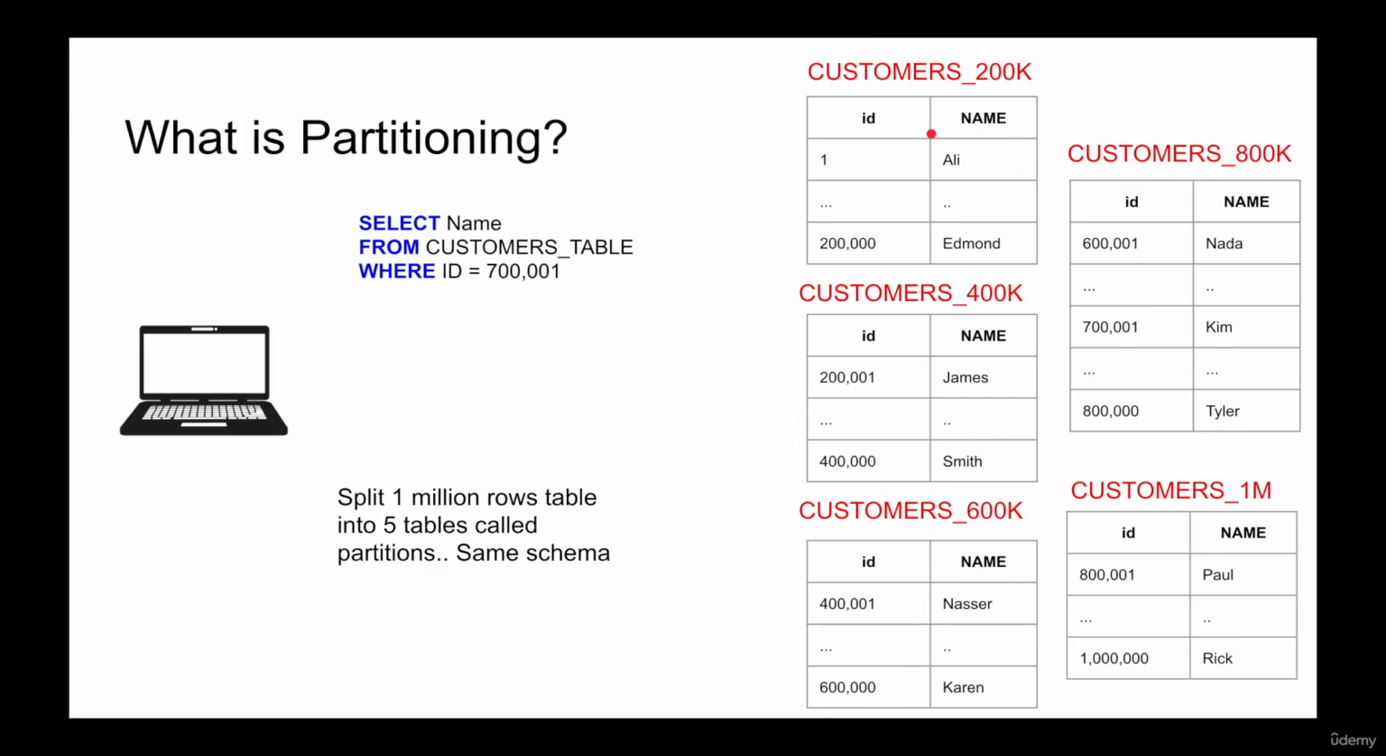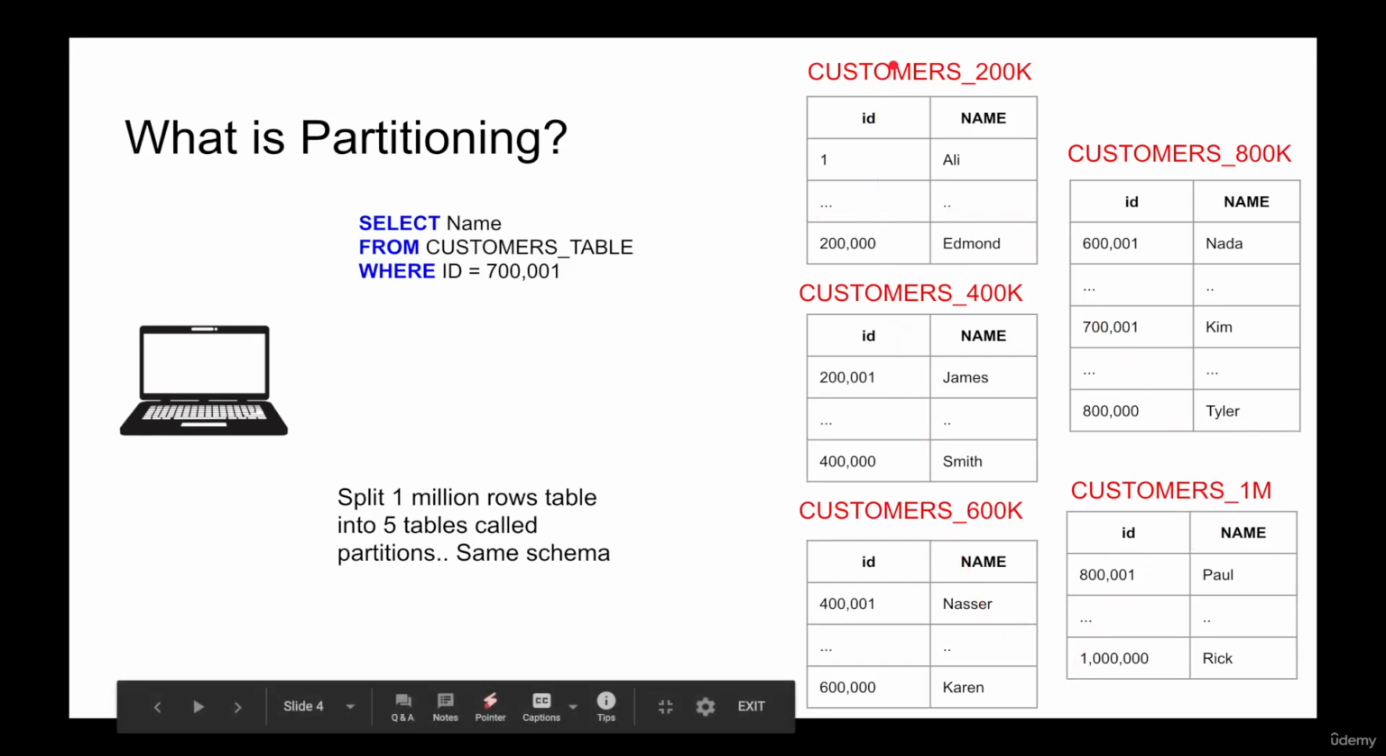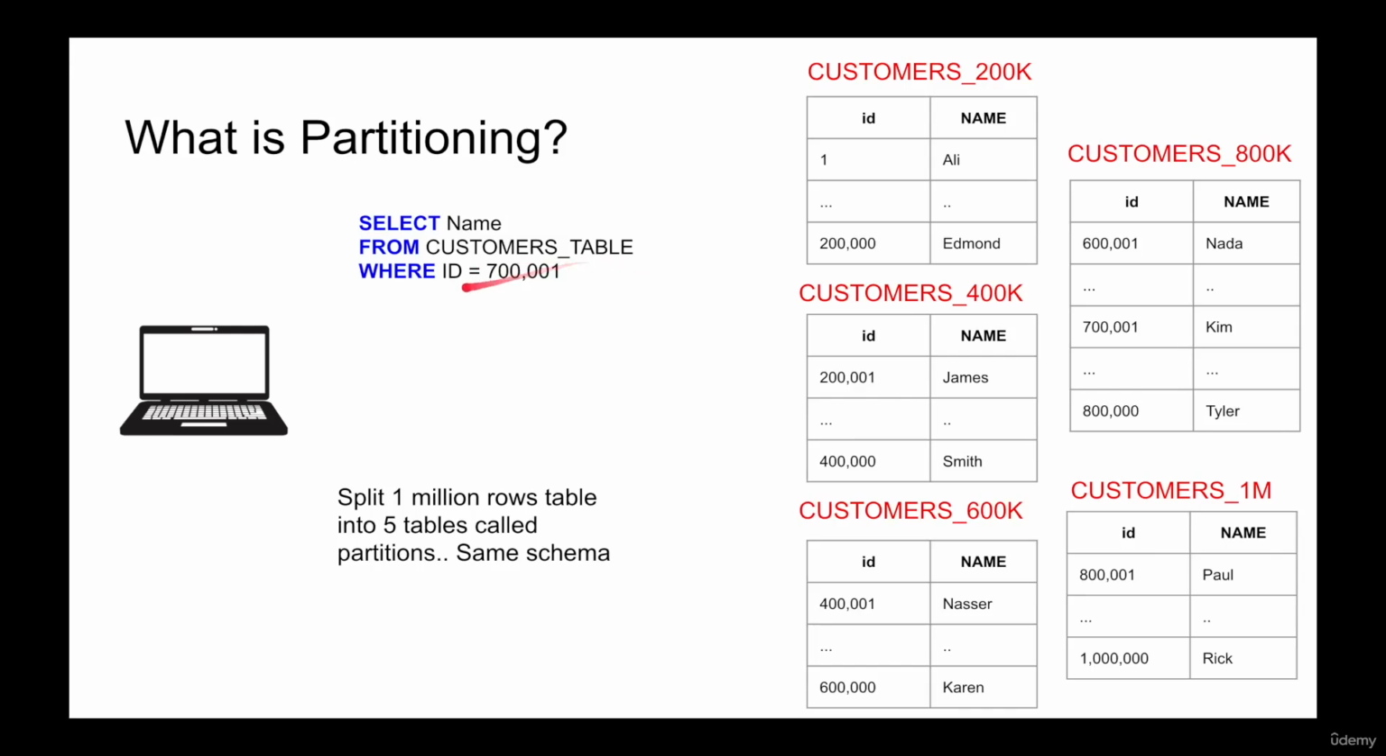And then the database, magically, attaches these partitions to the main table, which is the customers table. The customers table is almost like a parent or inheritance. It doesn't have any data. The actual data exists on these tables. So now I'm going to do the same exact query: select name from customers table where ID equals 701.